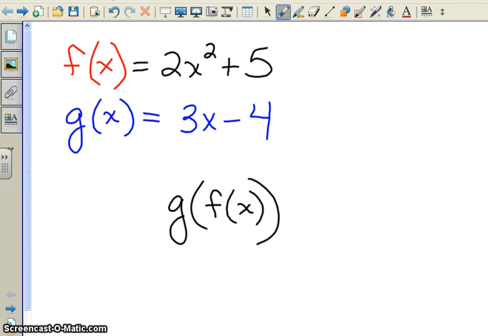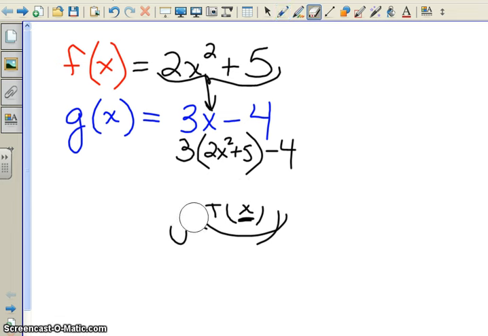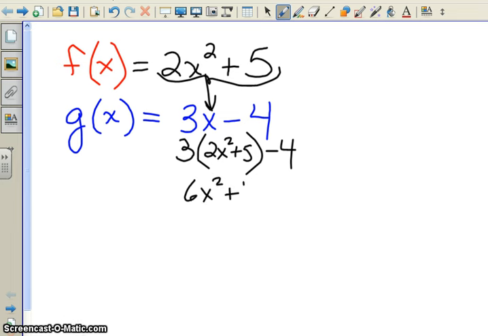Now with this composition, notice we don't have any value for x. So when I do g of f of x, I actually need to take the entire f of x function and plug it into the g function. So this entire thing is coming in here. So this will become 3 times 2x squared plus 5 minus 4. And then I should probably simplify that doing the distributive property. 6x squared plus 15 minus 4. Combining like terms would be 6x squared plus 11.